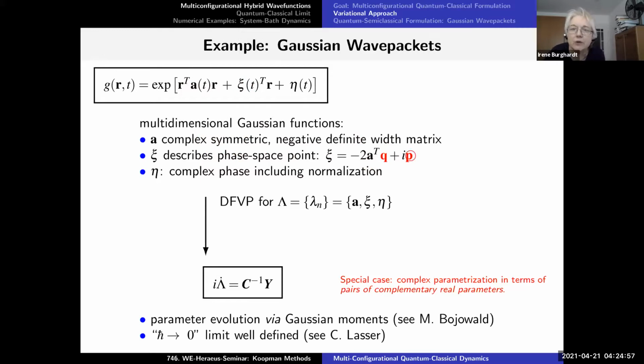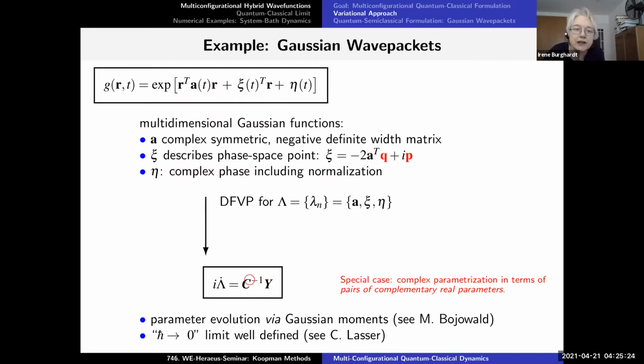So this is a Gaussian wave packet, and you get a coherent state if you simply fix the width matrix as time independent. Right, and we also have a complex phase, which includes the normalization as a real part and the classical action essentially as the imaginary part. So, right, this is a typical ansatz for the wave function. In this case, for a Gaussian, we use the Dirac-Frenkel variational principle, and we get this equation.